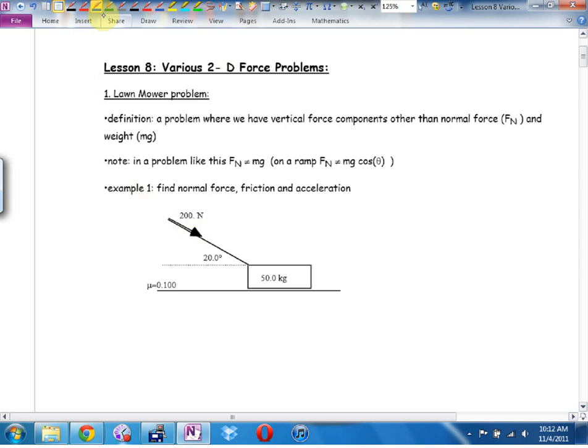Example one. Oh, here's the key idea. Here's what's really, really important. In a question like this, normal force is not equal to mg. Just like on a ramp, normal force was not equal to mg. And in fact, normal force won't be equal to mg cos. This is why I said to you guys, it's not always mg cos or mg sin, most of the time. This is why I didn't have you just memorize, like last unit where I said the y was sine. Parallel is usually sine. Perpendicular is usually cos.